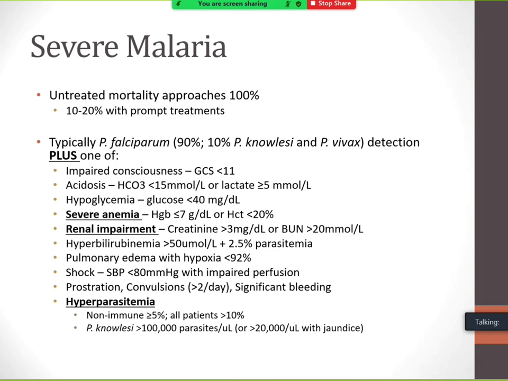But there are a lot of other ones, including acidosis and hypoglycemia. Whenever you actually have a patient, I would encourage you to always go back to this, because there are so many things, it's easy to miss one as an indication for needing treatment for severe malaria.